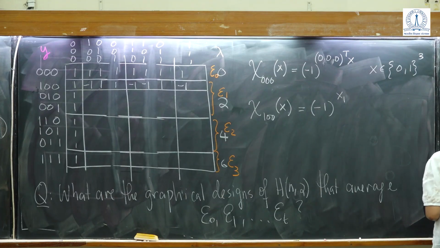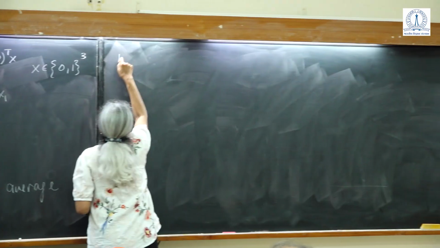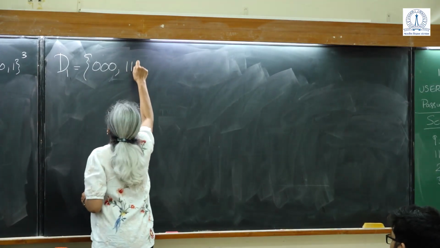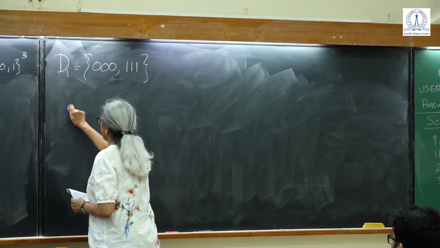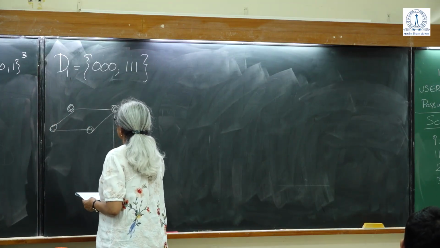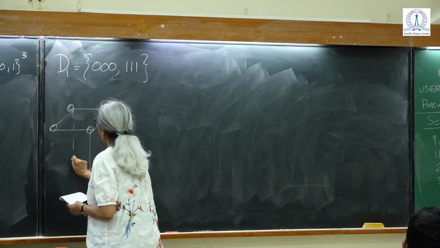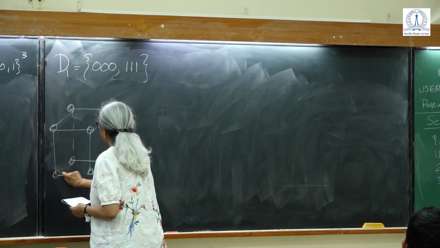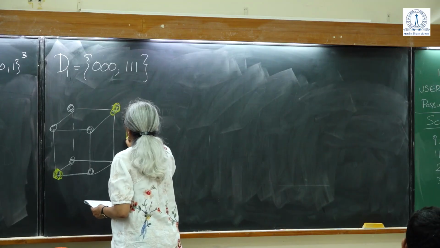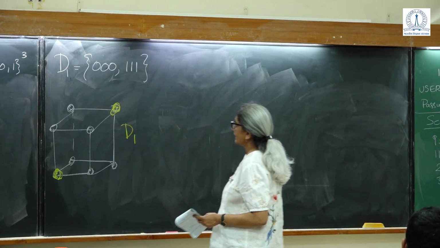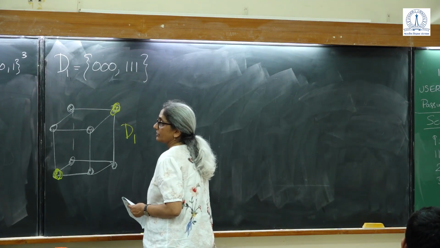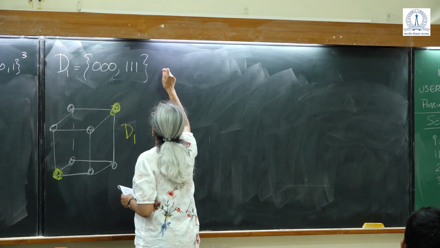Okay, so let me show you some examples. The first example I want to do, let me call this D1. This is a design. It consists of 0, 0, 0, and 1, 1, 1 in the three-dimensional cube. So let's draw the picture again. These are two antipodal points. Okay, so it's this one and this one. This is D1. Okay, so I claim that D1 can average E1.